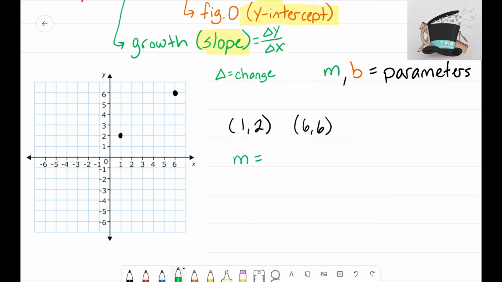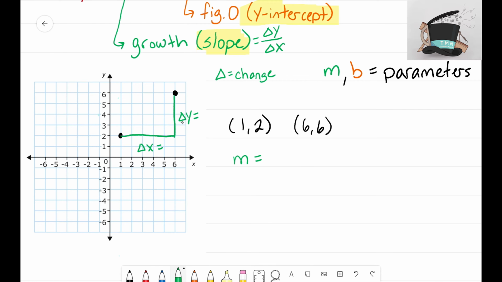Now, there are a couple ways we can do this. First things first, if you have the points already graphed, the best way to do this is just to draw in your slope triangle. If you draw in the slope triangle, then you can quickly see what your delta y is and what your delta x is, and then we can just figure it out by counting.